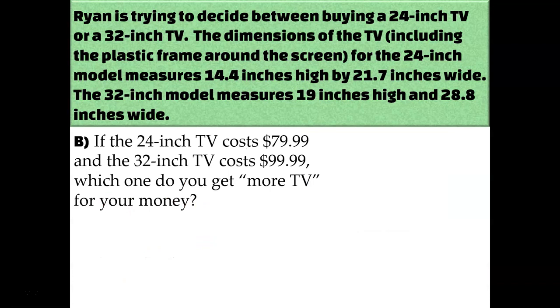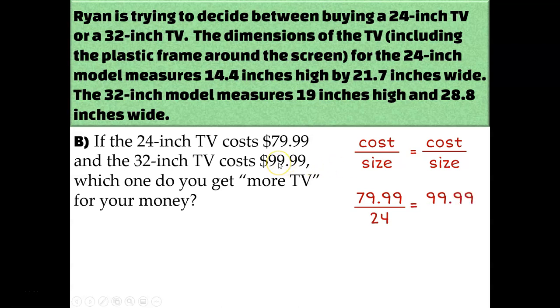So Ryan is wondering which TV gets him more TV for the money. Basically, what's the cost per inch if the 24-inch TV costs $79.99 and the 32-inch TV costs $99.99? So let's set up a ratio that compares costs to size and costs to size of each of these TVs. The cost of the 24-inch TV is $79.99, so I'll put $79.99 over 24. And I'll set that equal to the other TV, $99.99 over 32.